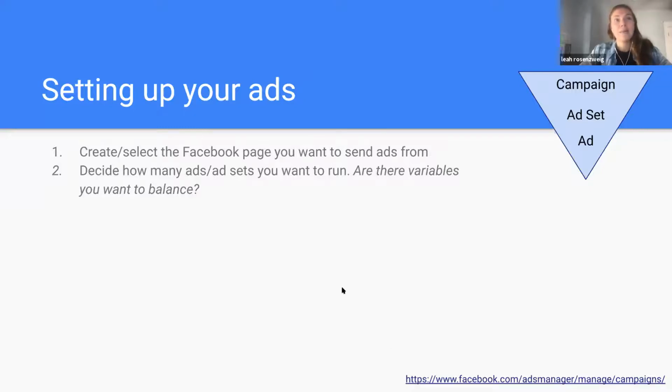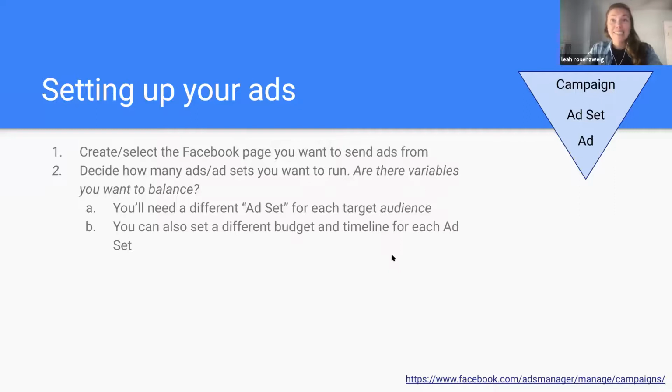Okay, so the second step is to decide how many ads and ad sets you want to run. The answer to this question is based on whether there are variables that you want to achieve balance on, or at least get a more diverse sample. Often that could be gender, age, location, things like that. I should say this is the way that ads are structured. There's a campaign level first, then you can have multiple ad sets within a single campaign, and then multiple ads within ad sets. We'll talk about that in a second.